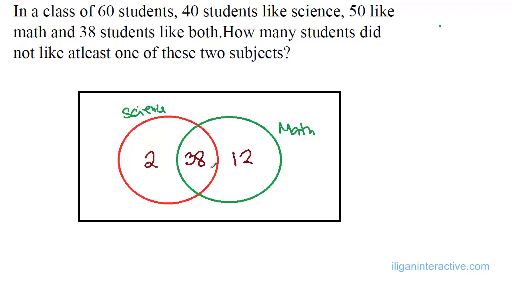So the question here is, how many students did not like at least one of these two subjects? Meaning, what is the number of students outside these two circles who don't like science or math. For that, we can first add how many students are here already. So you have 50 plus 2, 52, and most likely you will have 8 here. There are 8 students who do not like either of these two subjects, perhaps they like other fields like PE or English.